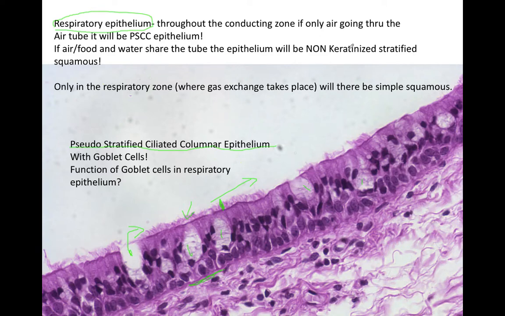Another type of epithelium that you're going to have in these tubes, you may have a few other choices, is stratified squamous epithelium. If that tube carries not only air but food and water, it's going to have stratified squamous epithelium. And only once we get into the respiratory zone where gas exchange takes place, only then will we have simple squamous. Simple squamous, 1 layer thick, it's flattened cells, so quick diffusion. So I think that's all I wanted to say about that one.